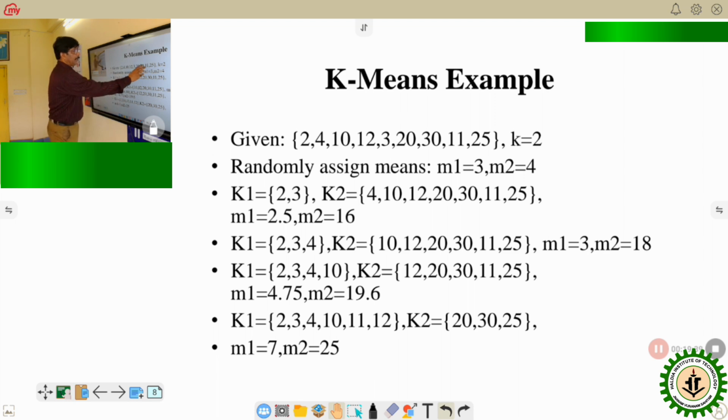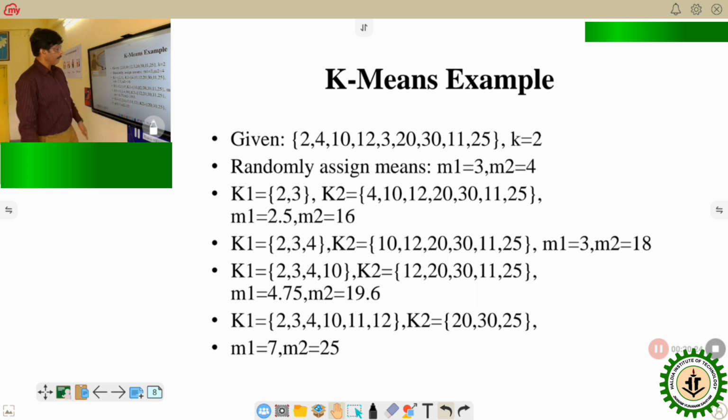Consider the number 11. Say for example 11. 11 belongs to which cluster? Whenever M1 is 4.75 and M2 is 19.6, take the distance between 11 and 4.75. How much is it? 5.25. Take the distance from 11 to 19.6. What is that? It is 88.6. So as the distance of 11 from 4.75 is less than from the second cluster head, it will belong to the first cluster.